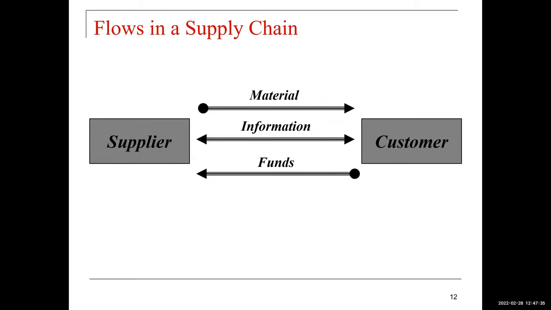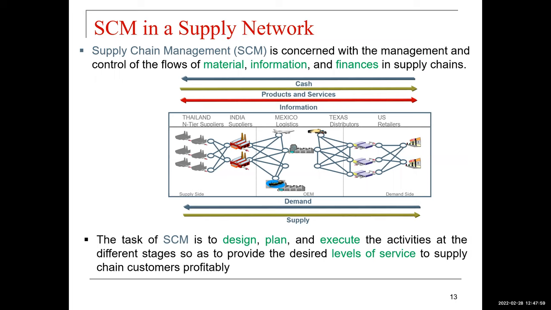So as I mentioned already, you have these flows going on. You have the material or the product, the information, making sure that you have the right information about the demand and the supply. You have good visibility about your supply chain, and also the funds that are needed, in terms of money. Supply chain management in a supply network. So again, here we are showing another picture, trying to define the flow of cash, product, services, information, demand, and supply. So again, supply chain management is concerned with the management and control of the flows of material, information, and finances in the supply chain.